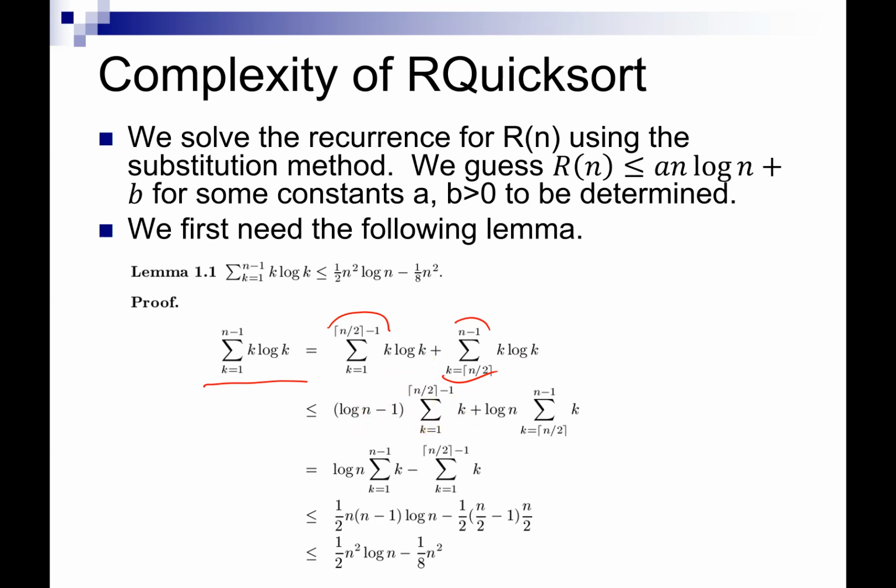And here the idea is similar. We multiply each of these terms by log k, but here k is at most n minus 1, and so each of these terms is less than or equal to log n. So you can just pull the log n out. That's going to simplify our sum a lot, because now we're just left with the sum of k from 1 to n minus 1. And we know how to do that, so we do some more algebra, and then we get this lemma.